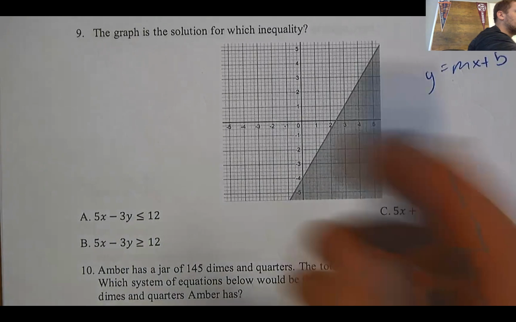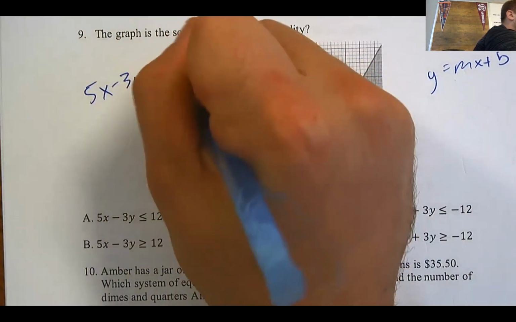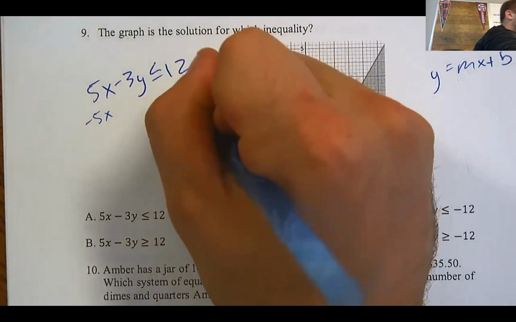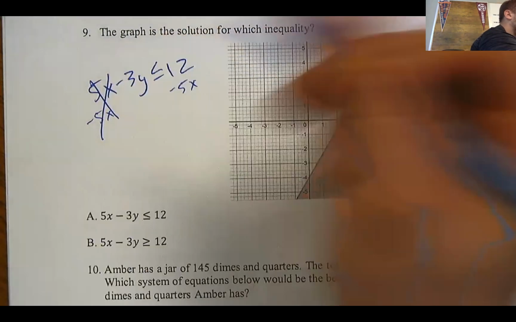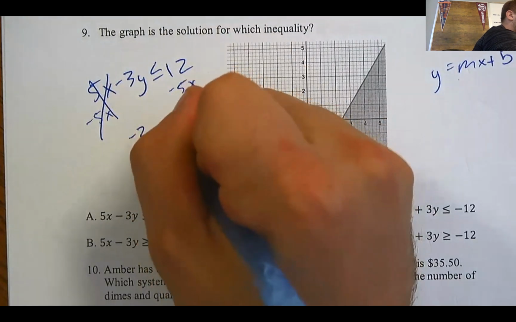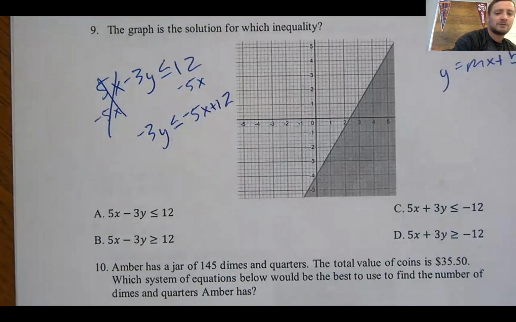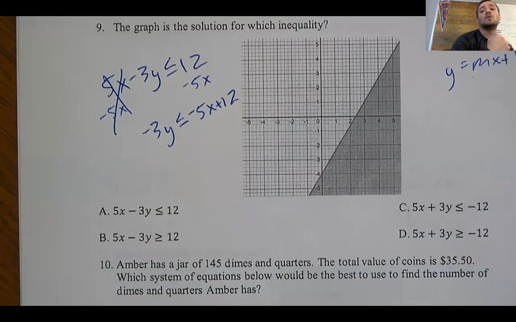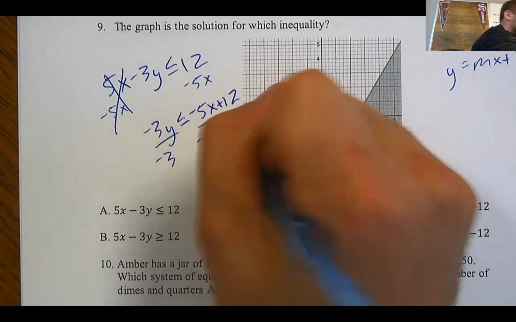So let's start with answer choice A. 5x minus 3y is less than or equal to 12. I need to subtract 5x from the left, which means I need to subtract 5x from the right. What are we left with? Negative 3y is less than or equal to negative 5x plus 12. Last but not least, the negative 3 is multiplying, and in order to undo multiplication, we need to divide. So we need to divide by negative 3.